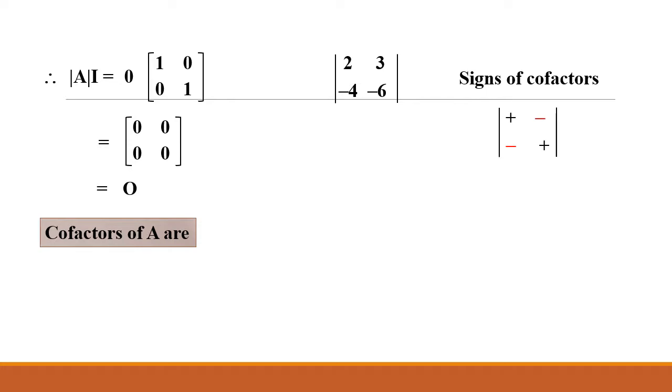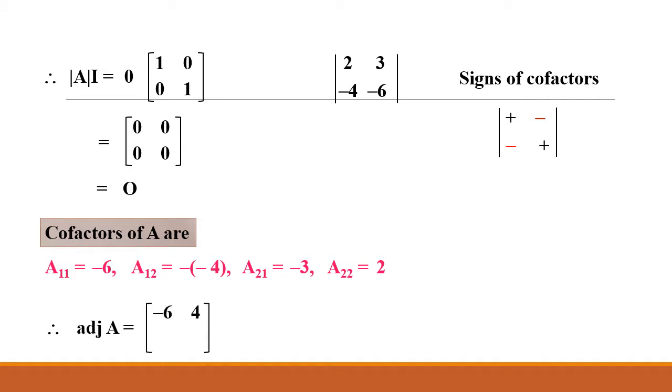Next we will calculate the cofactors using the sign notation plus, minus, minus, plus. So A11 will be minus 6, A12 is minus 4, into the minus sign we get plus 4. Similarly A21 will be minus 3 and A22 will be 2. So the adjoint of A will be the transpose of the obtained matrix [-6, 4; -3, 2]. So the transpose will be equal to [-6, -3; 4, 2].